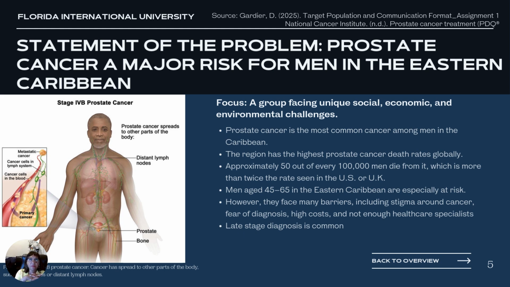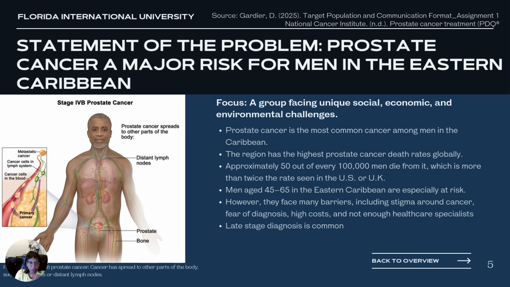rate of them getting checked, we see there is a high incidence of stage 4 prostate cancer in the Caribbean, right? So in stage 4, as we mentioned, the cancer has spread to other parts of the body, the bones, or distant lymph nodes.